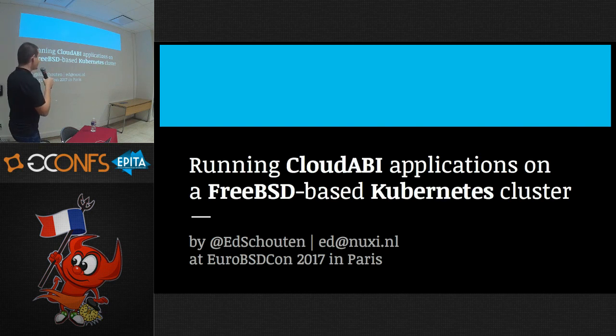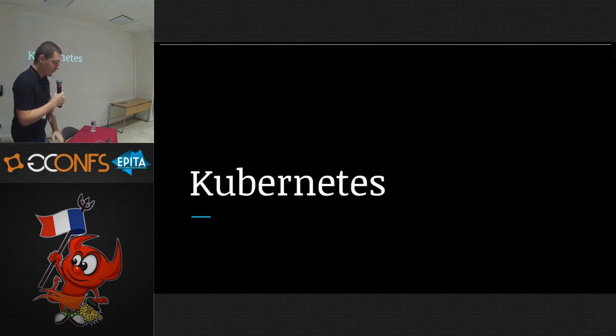The title of the talk is also going to be my outline for today. I didn't have a separate outline slide. First, I'm going to talk about Kubernetes, what it is, and give a short introduction. Then I'm going to talk about how Kubernetes is related to FreeBSD or how we could get it running on FreeBSD. And then later on, I'm going to talk about CloudABI and how I'm throwing all of these three different components in the mix and why we should be doing it in the first place. So let's first start off with Kubernetes.